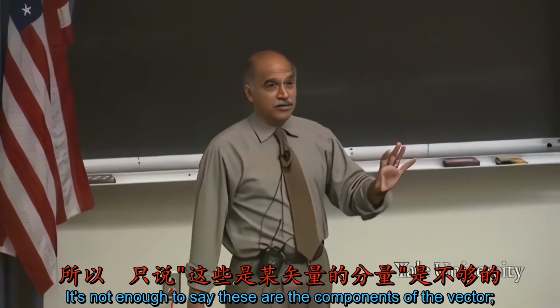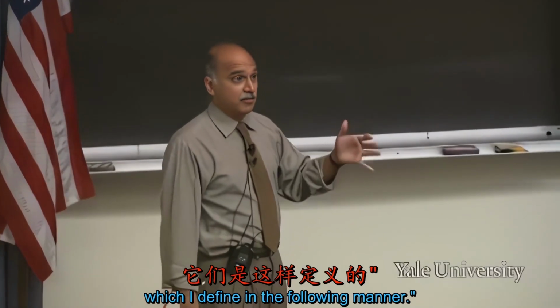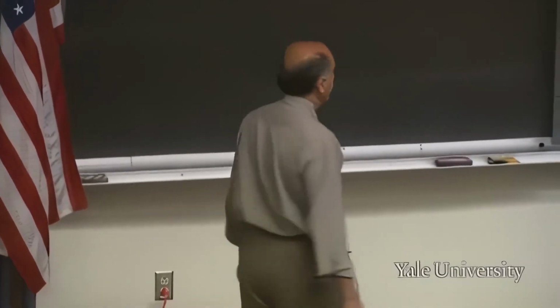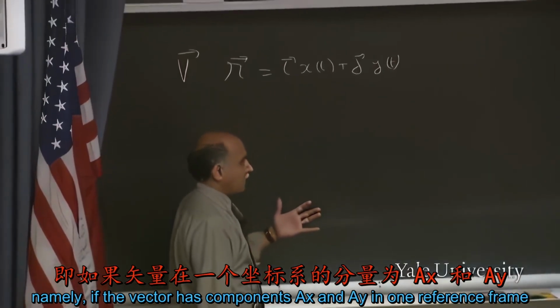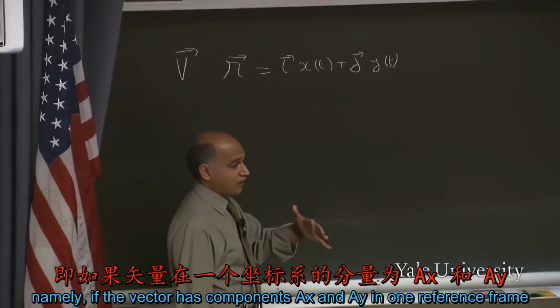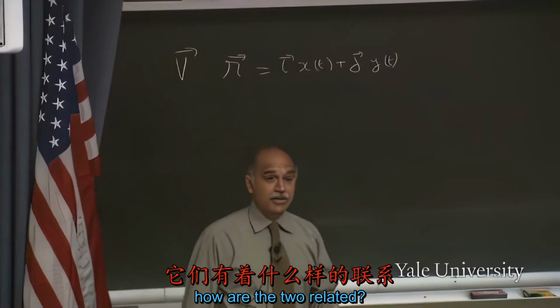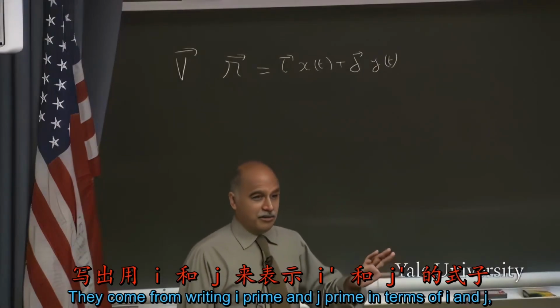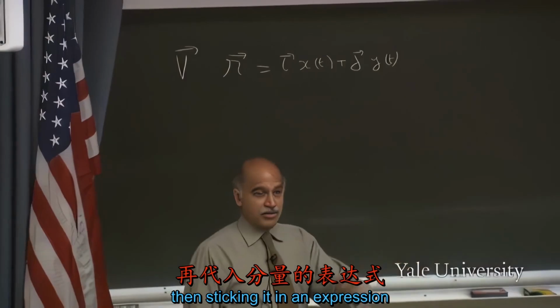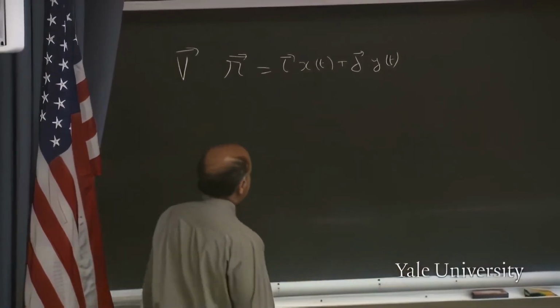So it's not enough to say these are the components of the vector. You've got to tell me I'm working with I and j, which are defined in the following manner. I gave you a law of transformation of the components, namely if the vector has components ax and ay in one reference frame and ax prime and ay prime in another reference frame, how are the 2 related? They come from writing I prime and j prime in terms of I and j, then sticking it into the expression and identifying the new representation.